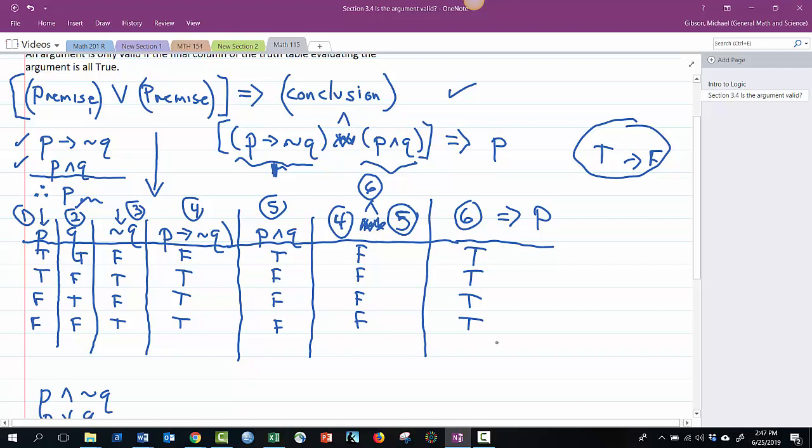So these are complicated questions, right? The answer to this one is it's valid. This particular argument is valid because they're all true. And if any of these had been false, it would not have been valid. Let's do one more example.